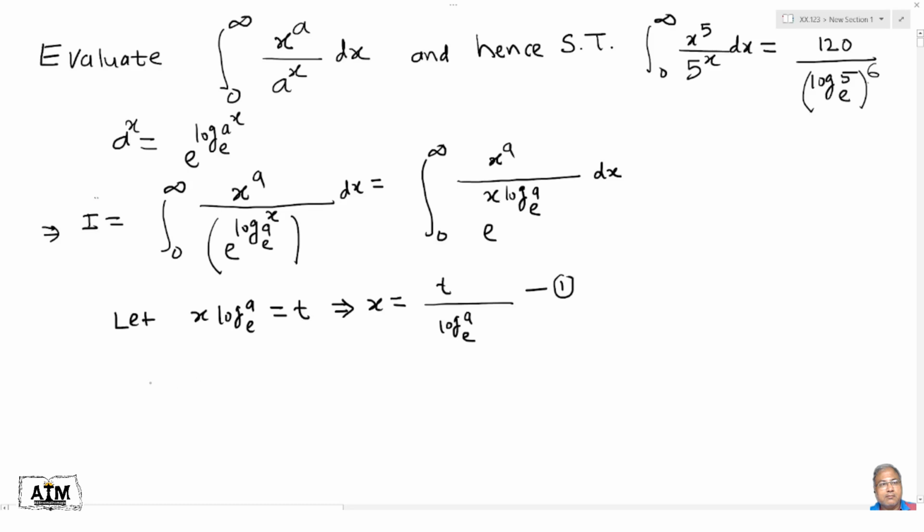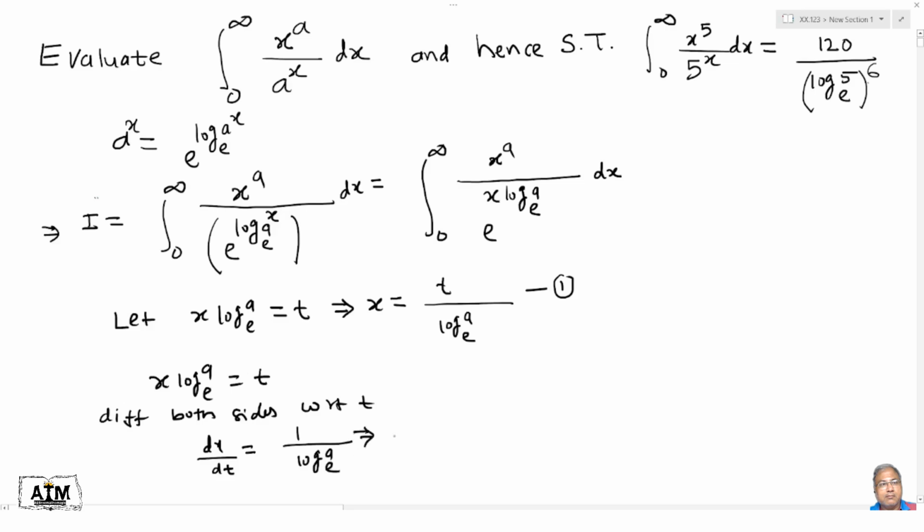Also, we have x log a to the base e equals t. Differentiating both sides with respect to t, we get dx by dt equals 1 upon log a to the base e, implies dx equals 1 upon log a to the base e dt, call it 2.